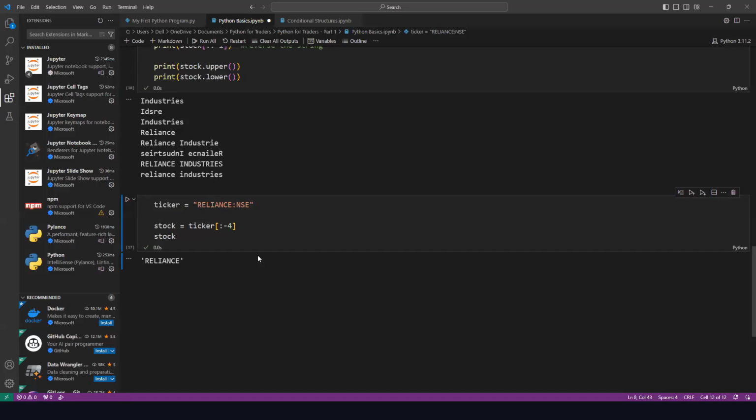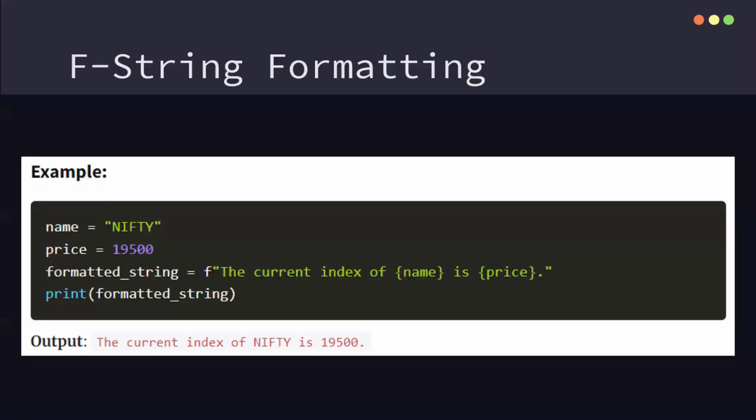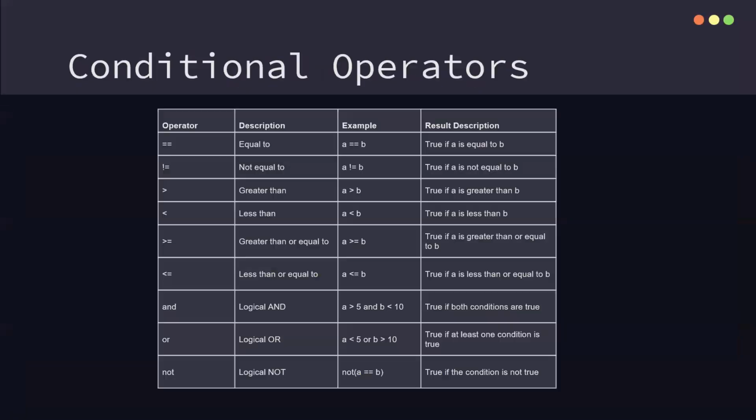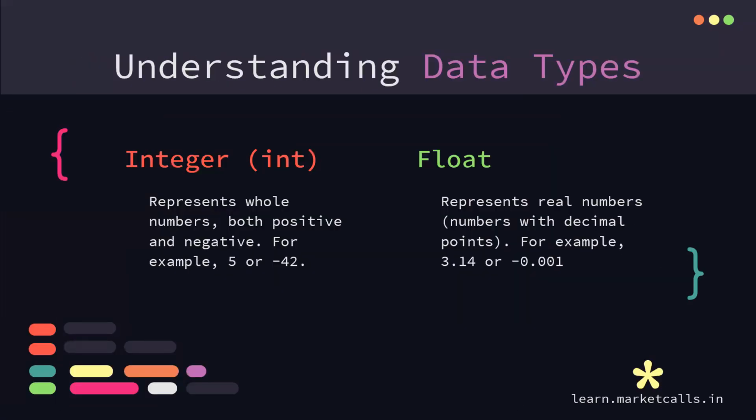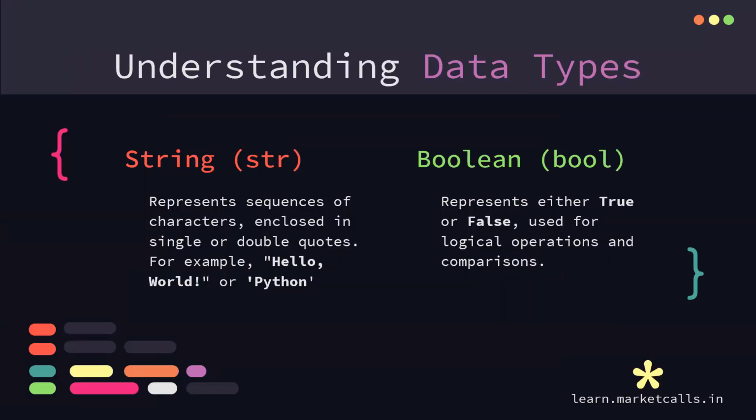Now what we're going to learn here is some more interesting data types. So far, let me go back to the slide and show you the data types that we had learned. We learned about 4 important data types: integer, float, and string. We also learned about Boolean operations. In fact, we also performed some Boolean operations using conditional structures.